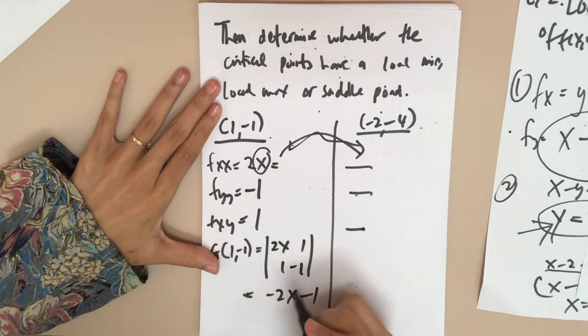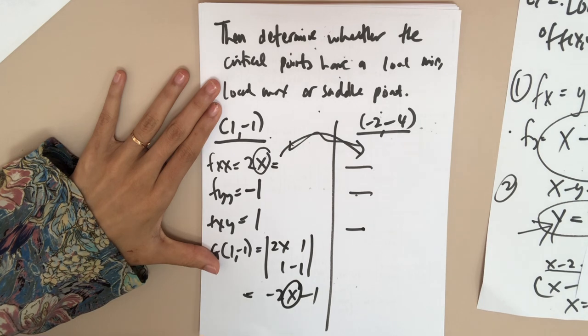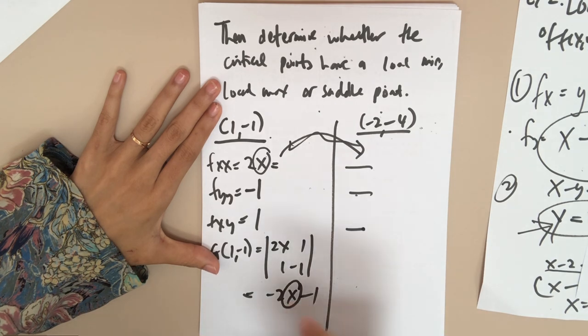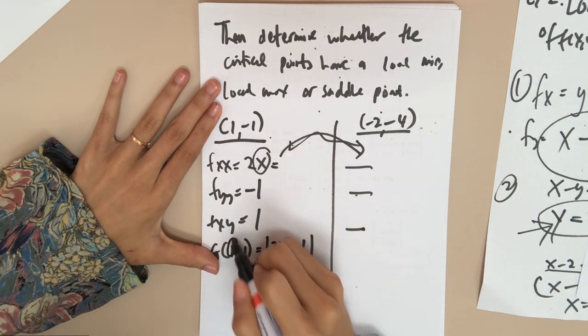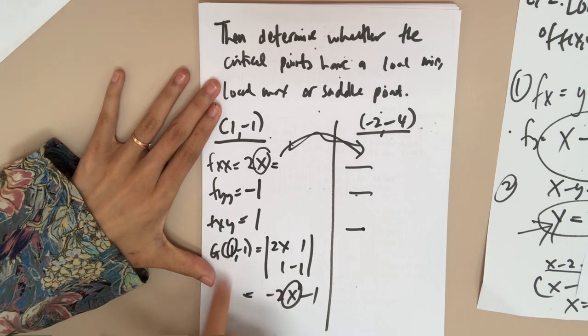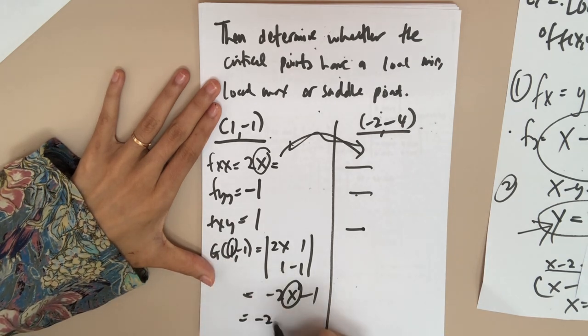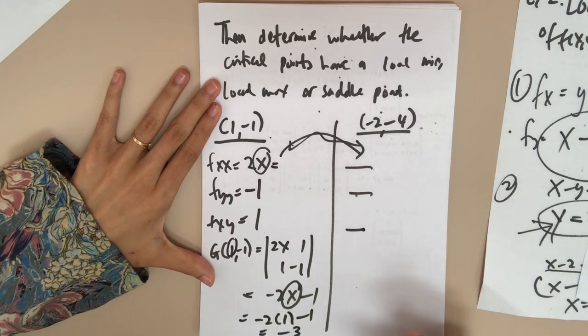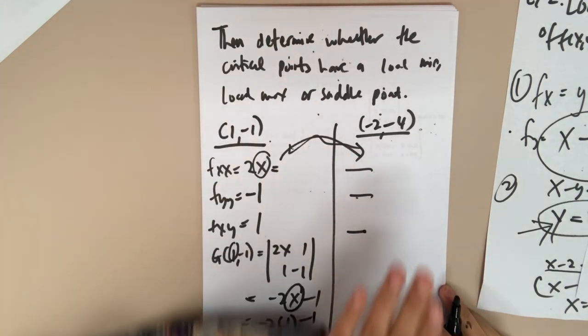Now it's the turn that we substitute this x. This x is referring to this value, which is 1. So you just substitute 1 here, and you will get -3. Now we go to the second one.